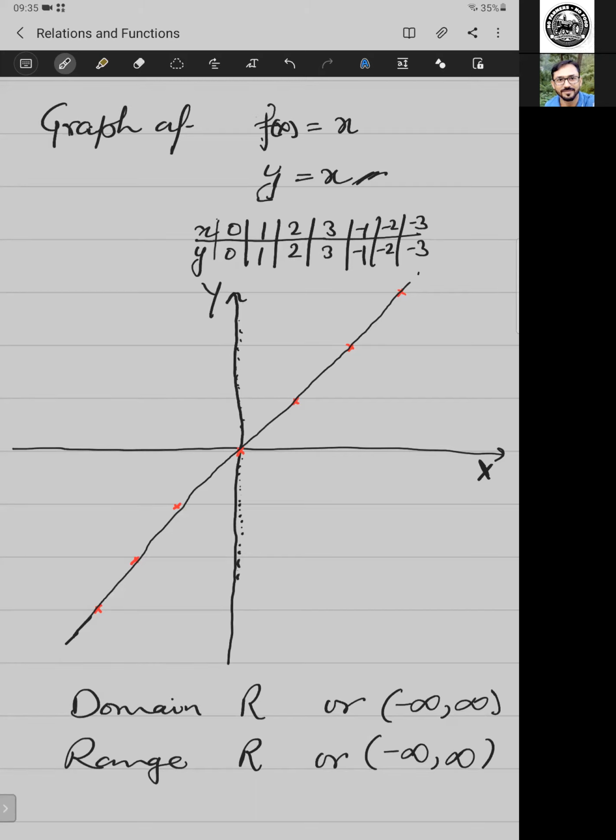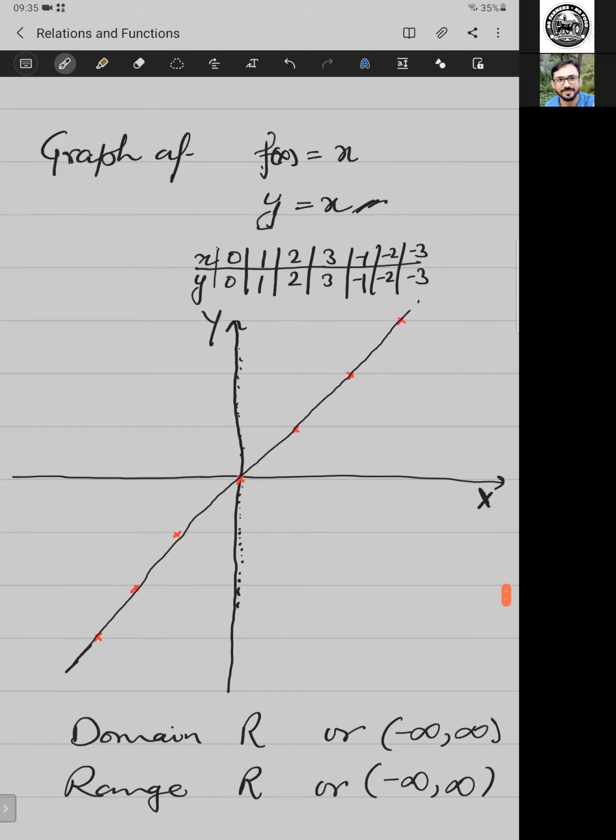This function is also known as the identity function. So this much we must know about this graph. Whenever we are making any graph, we must be able to say what its domain is and what its range is. These two things are really very important about the graph. So this was the first graph.